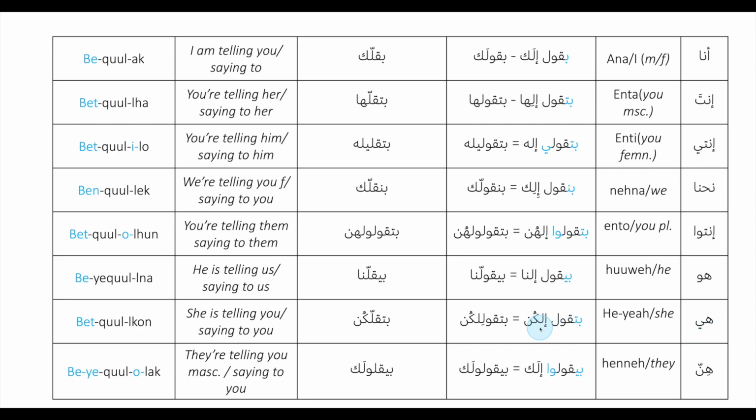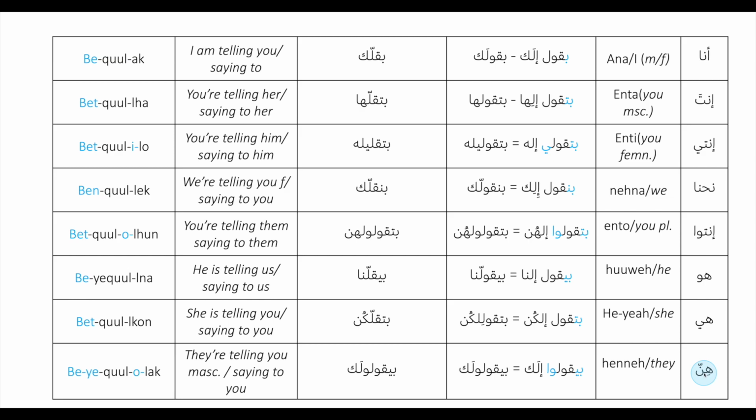بتقول إلكن. She is telling you group of people, she's saying to you group of people. And if you soften and jump over the alif, it becomes بتقول لكن. And people tend to soften it further and would say بتقلكن, and it means she's telling you or she's saying to you.